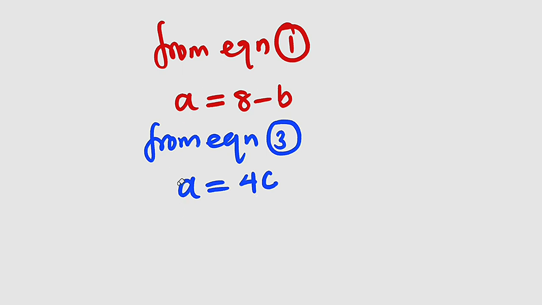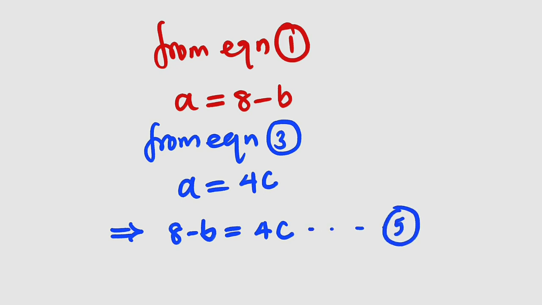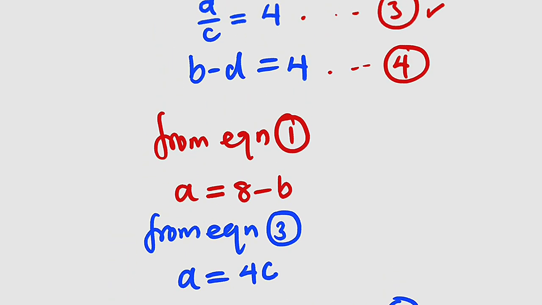So if a equals this, and a equals this, it implies that their right hand sides must be the same. So we can now equate them. 8 minus b must be equal to 4c. Let me call this equation number 5. Okay, let's go back to the other equations.